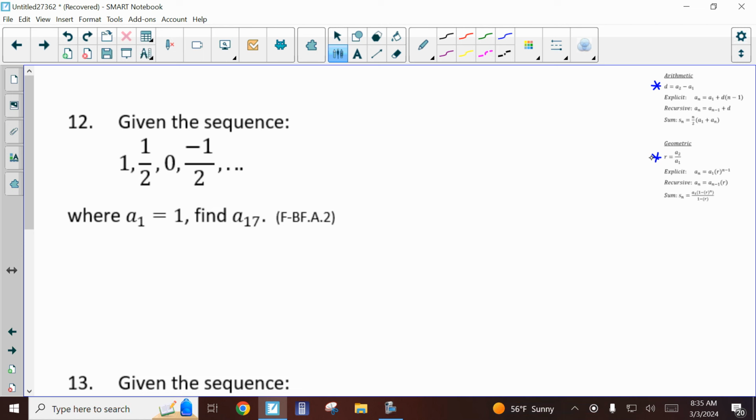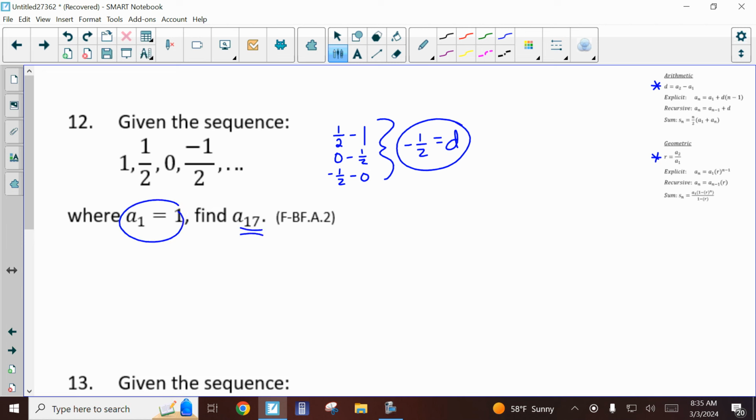But I'm looking at it, and if I do 1/2, what is that? 1/2 divided by 1. No, not divided by. I'm trying the subtraction first. 1/2 subtract 1, or 0 subtract 1/2, or negative 1/2 subtract 0. Every single one of these gives me a negative 1/2. So that's my D.